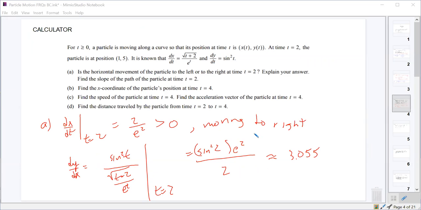Cool. And let's see, what was the breakdown here? Moving to the right with a reason. So dx dt is positive, moving to the right. That's 1 point. 1 point for this and 1 point for this answer.